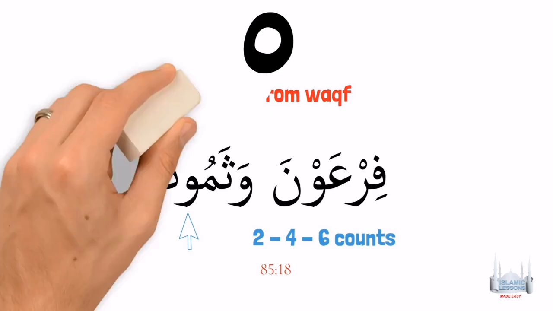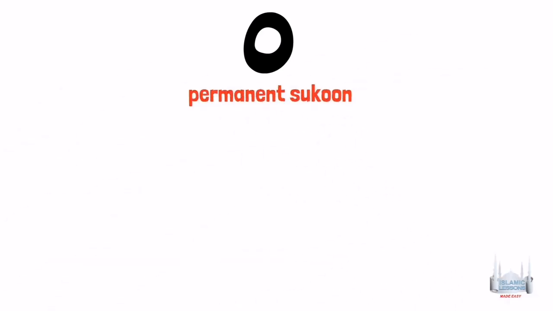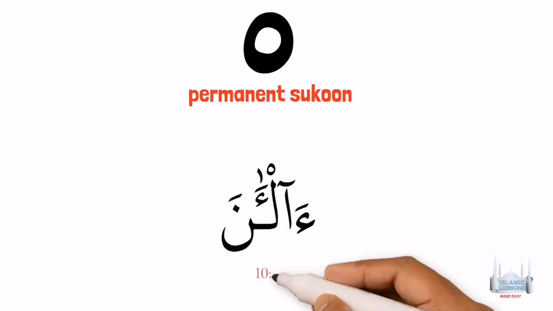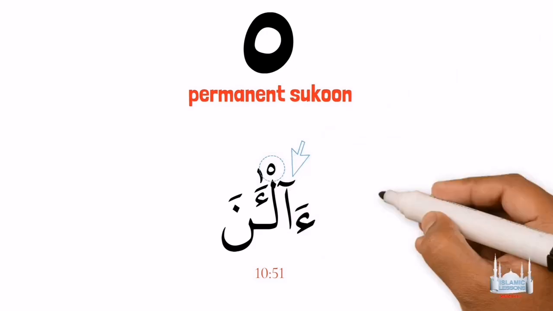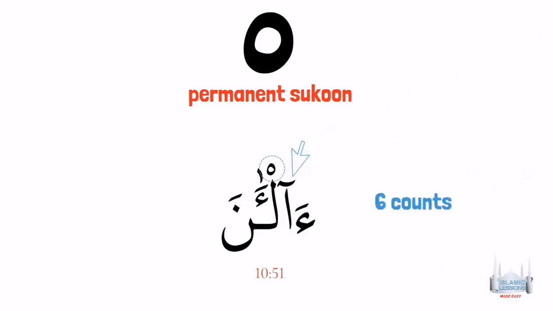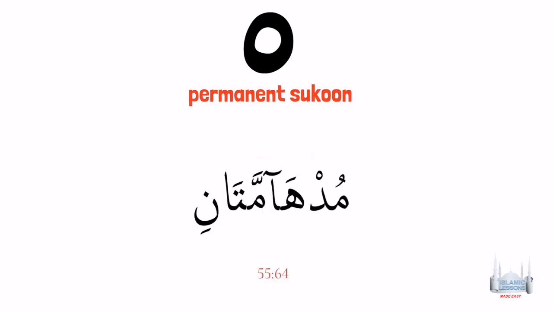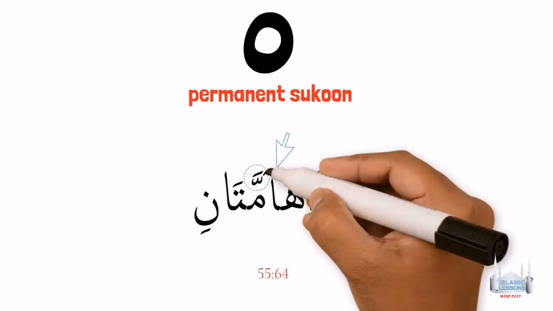The second scenario is when you see a long vowel followed by a permanent sukoon. Then we must lengthen it for 6 counts. For example, we see a long vowel followed by a permanent sukoon. We lengthen it for 6 counts. It reads al-ana.